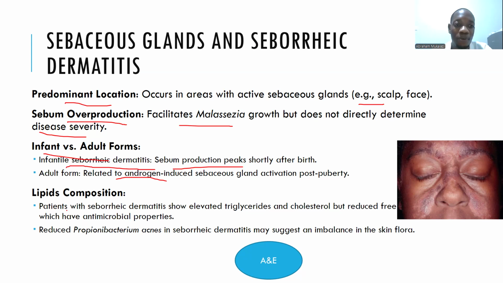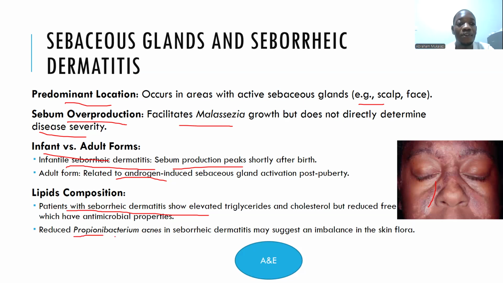If you look at the lipid composition, patients with seborrheic dermatitis usually show elevated triglyceride and cholesterol, but they usually have reduced free cholesterol. We know that lipids usually have antimicrobial properties. So if they have them reduced, triglyceride is the one the fungus feeds on. But if you have reduced free cholesterol and low HDL, then that's low density lipoprotein, which has an antimicrobial effect. That means that this favors the growth of this organism.